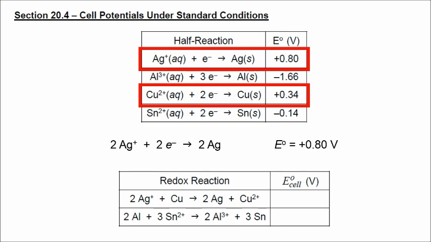Then we're going to reverse the copper half reaction, and when we do, the cell potential changes from positive 0.34 to negative 0.34. Now when we add these 2 half reactions together, the electrons will cancel out and we'll get the exact redox reaction that's listed in the table. The voltage would be positive 0.8 plus negative 0.34. So the overall cell potential is 0.46 volts.